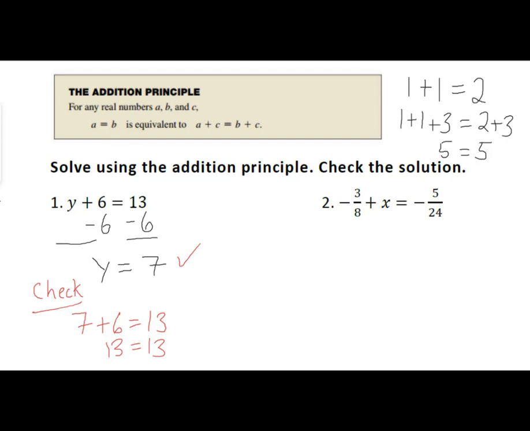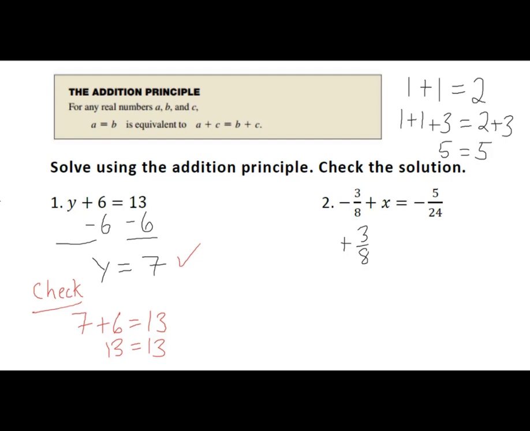All right, now let's go ahead and look at our next example. We need to figure out what x is here to make the left side equal the right side. Well, this is negative 3/8, so I need to get rid of this negative 3/8. So I'm going to add 3/8 to both sides. Now over here, I also need to add 3/8 because with the addition principle, whatever you add to one side, you got to add to the other side.